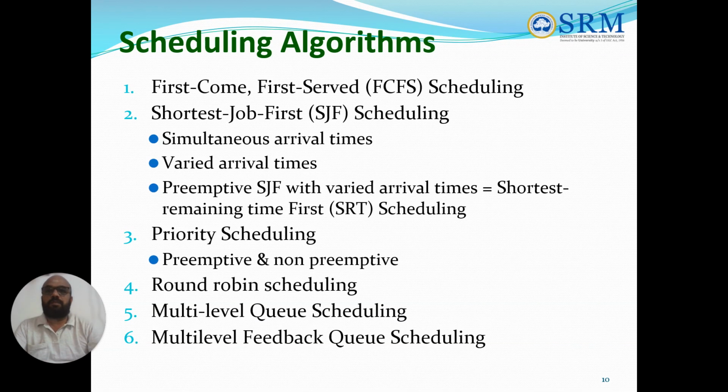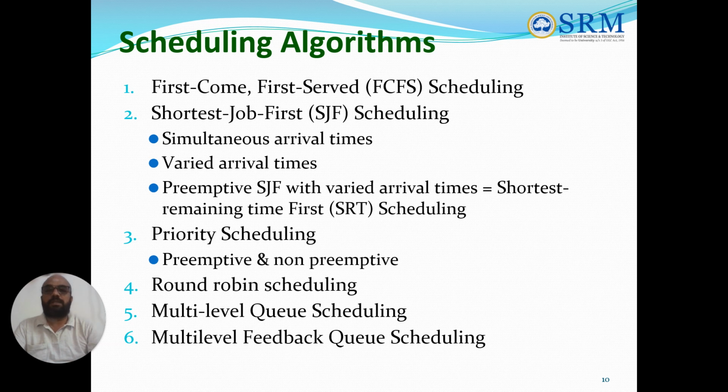Today we'll discuss various scheduling algorithms. These are all the scheduling algorithms: first come first serve, shortest job first, priority scheduling, round robin scheduling, multi-level queue scheduling, multi-level feedback queue scheduling.